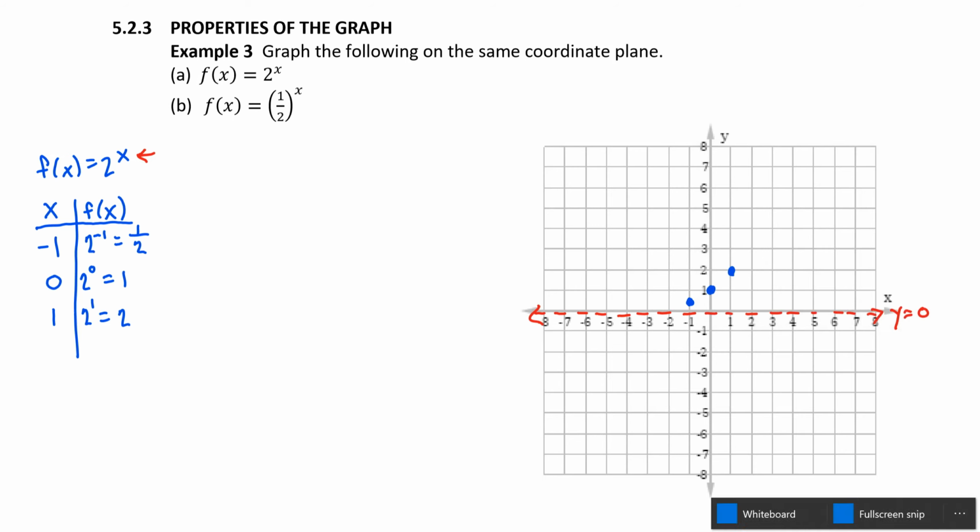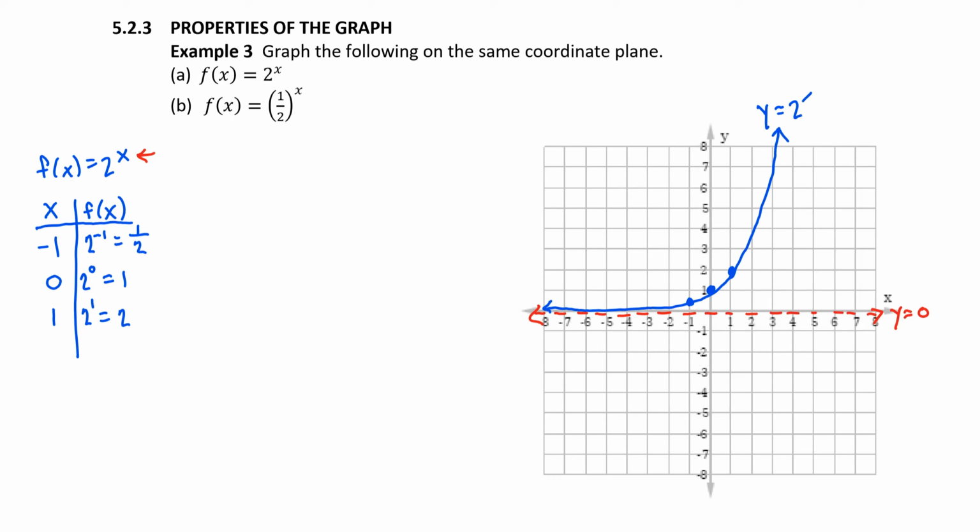Now, the function gets very, very close to this asymptote over here on the left side, and then begins growing very, very quickly over on the right side. So this is the graph of y equals 2 to the x.